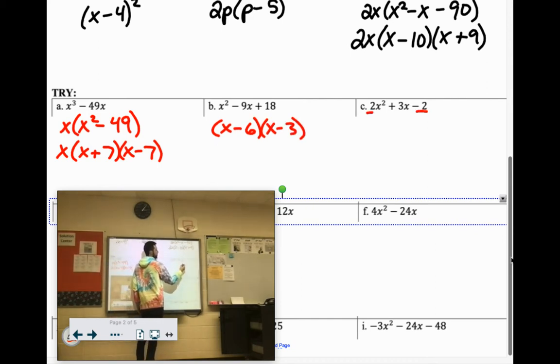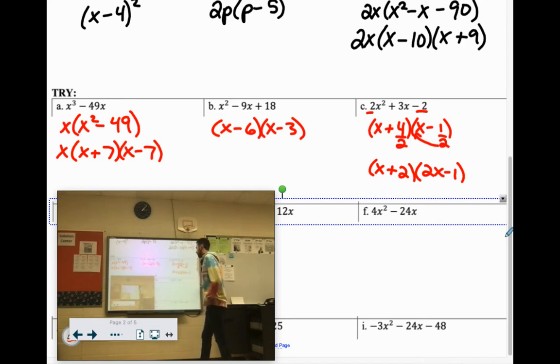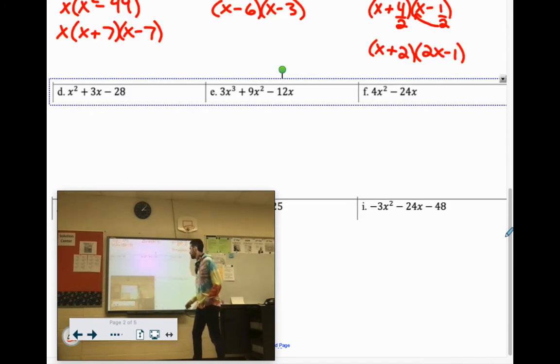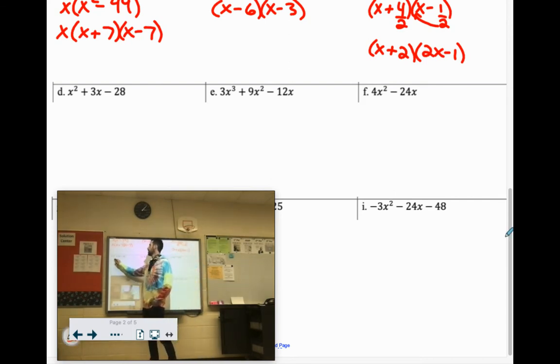2 times negative 2 is negative 4, so they need to be 3 apart, which would be 4 and 1. But remember, with these, you have to try to divide it by that number in front. So 4 over 2 is 2. And then here you can't do anything, so you kick the 2 to the front. 2x minus 1. Extend that page. 28, x plus 7 and x minus 4.